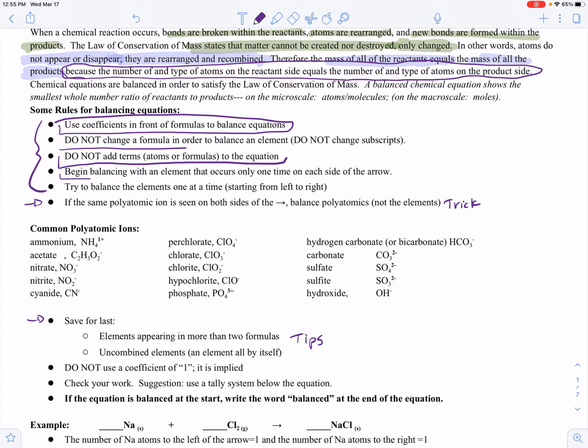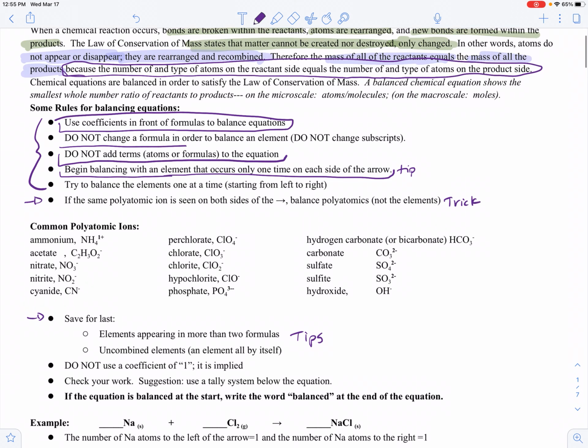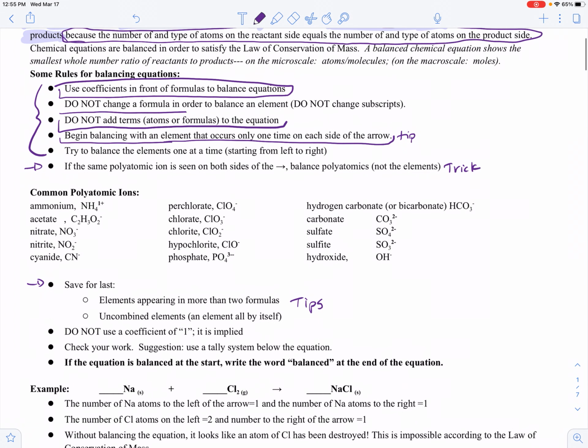I always like to start balancing with an element that occurs only one time on each side of the arrow. That is more like a tip. You'll see me using that one. And I do balance starting from left to right, but you'll eventually start going back and forth. These are sort of the basic rules of balancing. I'll get into these other tricks later.